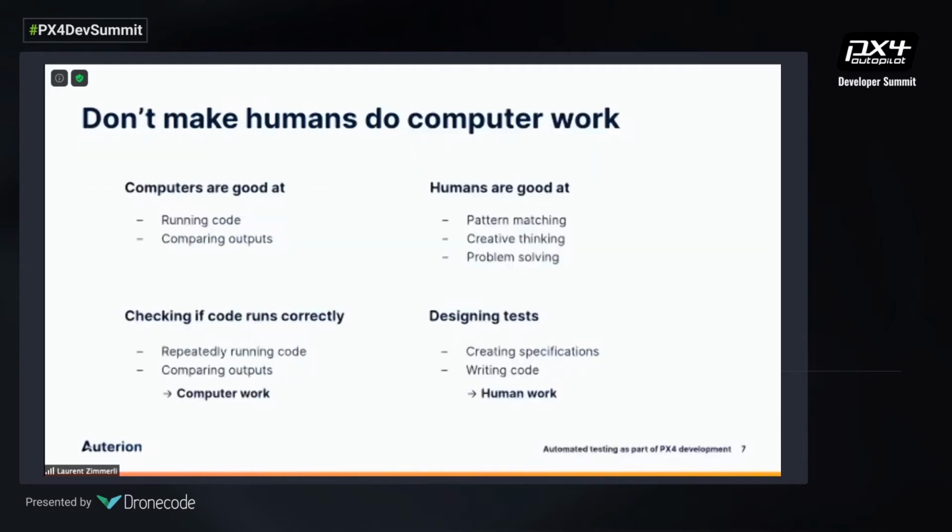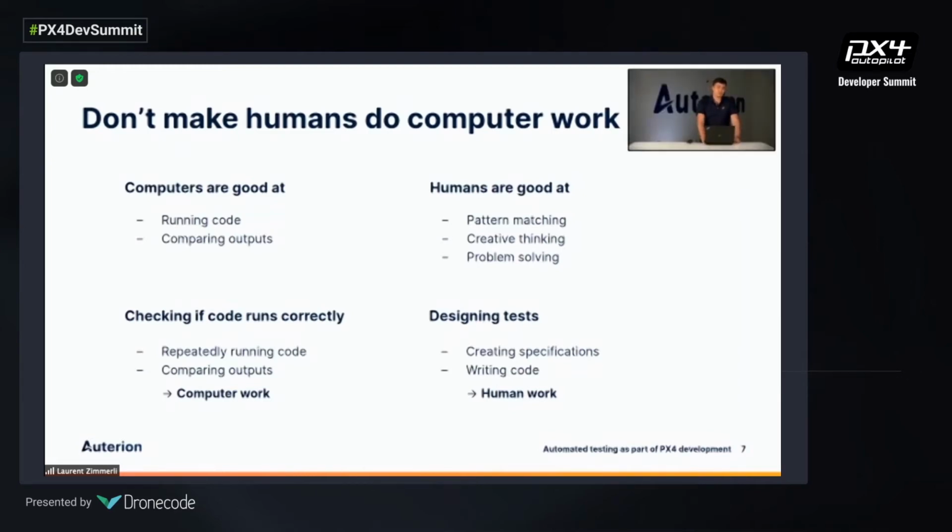So the next one is, let's try to split human work and computer work and make computers do work that computers are good at and humans do work that humans are good at. Computers are good at running code, and they're good at comparing outputs. Humans are good at pattern matching, creative thinking, and problem solving.